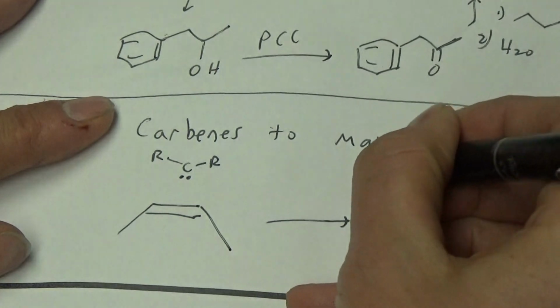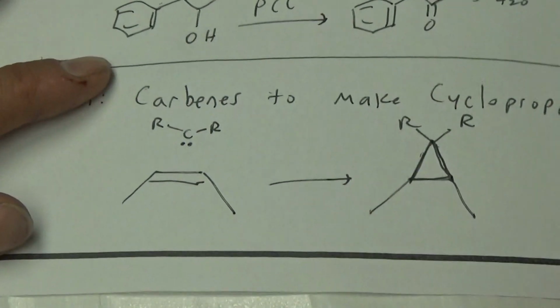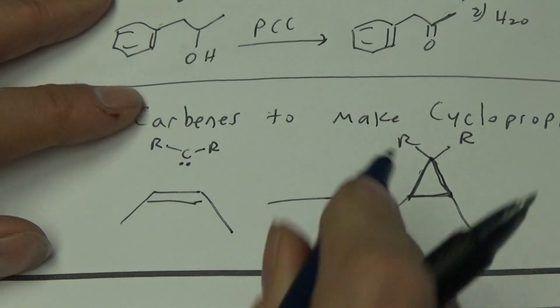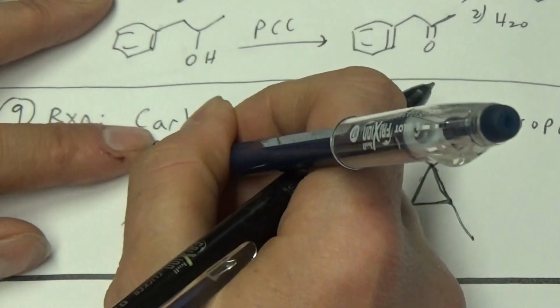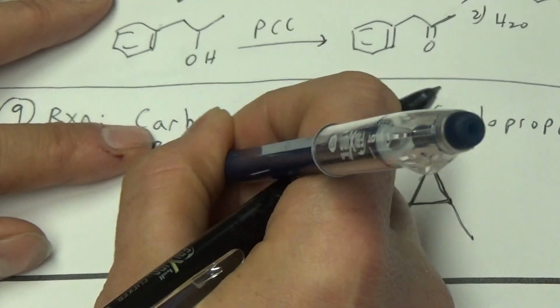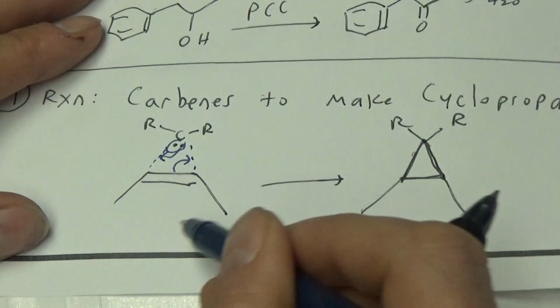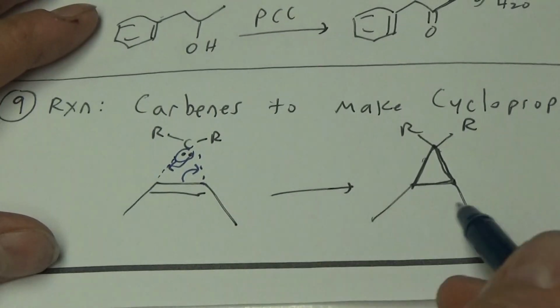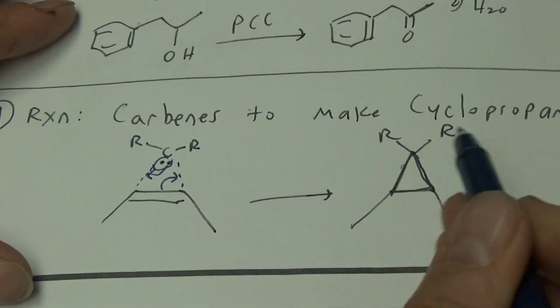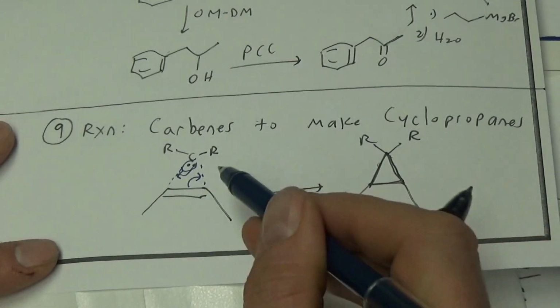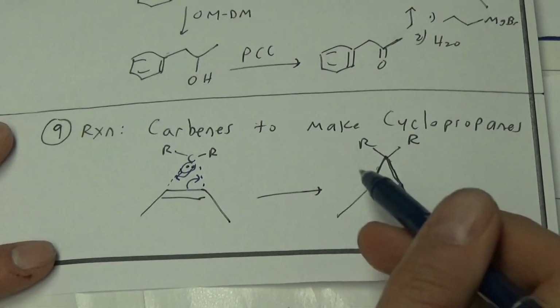Let's draw 2 R groups here. It's actually a really simple reaction, but there's a little bit to it, and I don't want to go into detail. But 2 electrons go one way, 2 electrons go the other way, and you make these things. If you want to read more about this, you can read about it in the book, but I'm going to otherwise skip it, kind of due to lack of time. Alright, carbenes to make cyclopropanes.